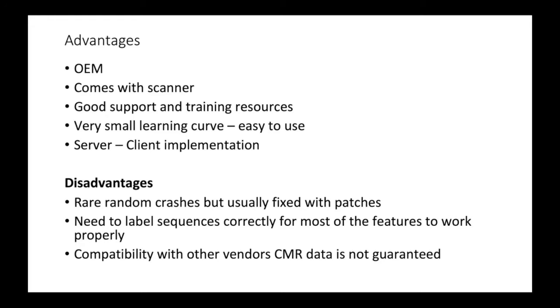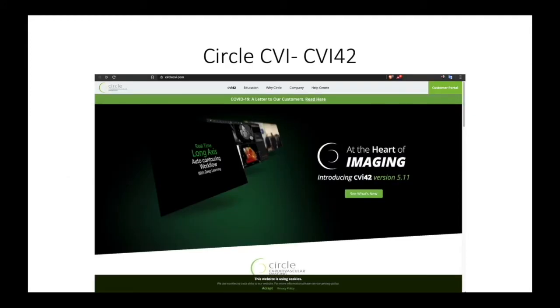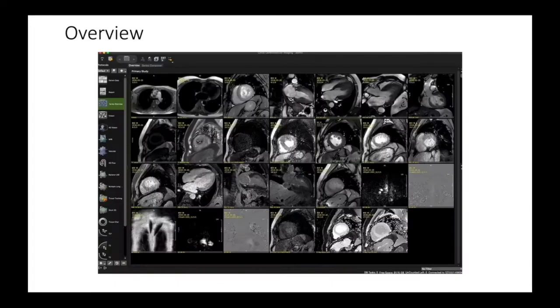There are only very few disadvantages, mostly related to the workflow, which are not deal breakers. That brings us to the question of vendor neutral software. The example which I'll be showing will be Circle CVA, or CVI 42, is the name of the software. Let us see in brief how the interface looks on Circle CVA.